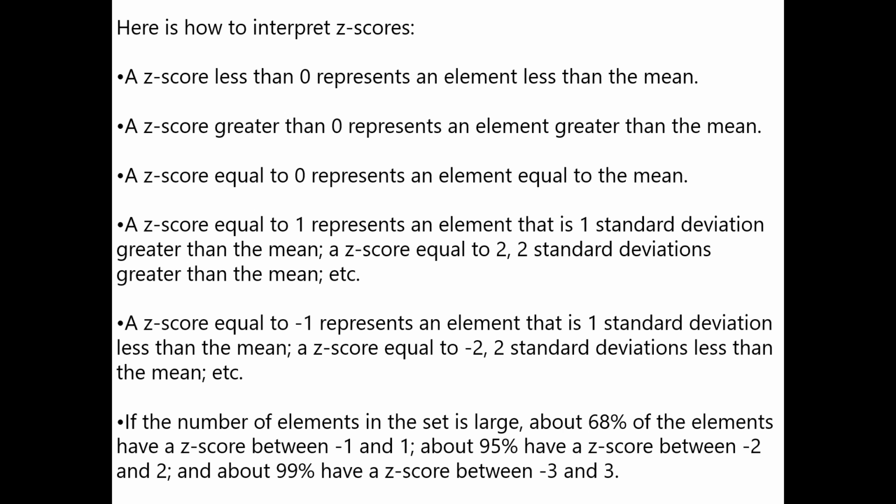Now, if the number of elements in the set is large, then we can say about 68% of the elements have a z-score between negative 1 and 1, and about 95% have a z-score between negative 2 and 2, and about 99% have a z-score between negative 3 and 3.